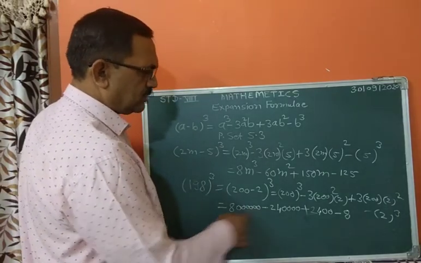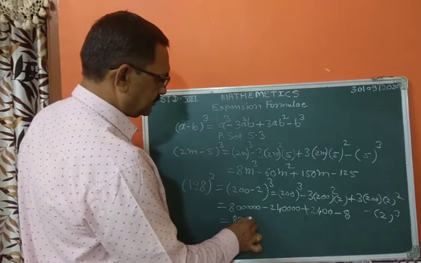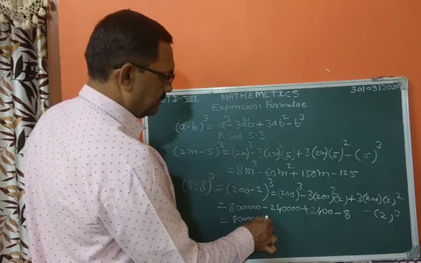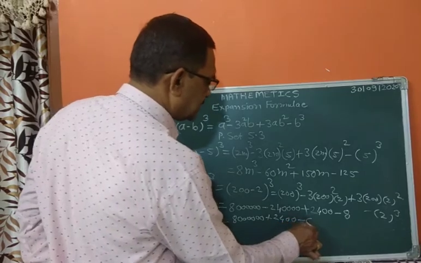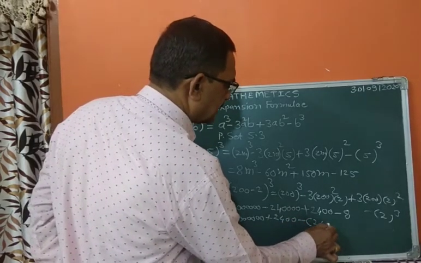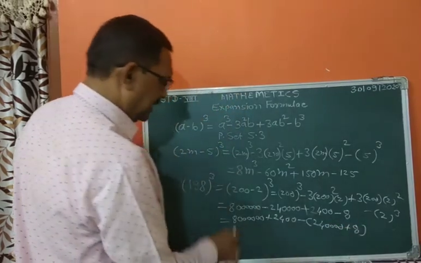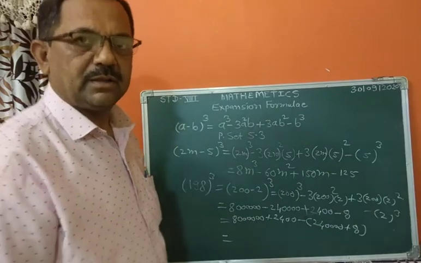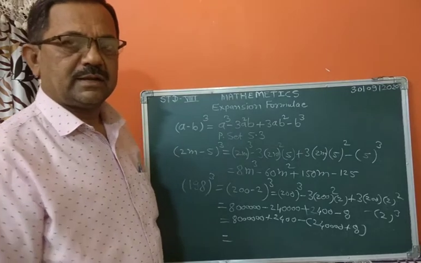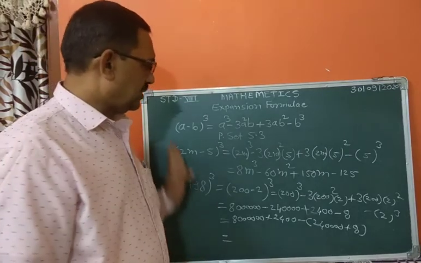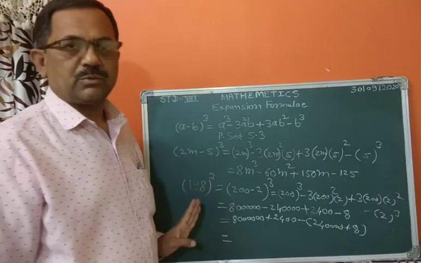Then collect the positive terms and negative terms. The positive terms are 8 plus 240, minus 24, plus 8, and find the answer of this example. Each student, find the answer of this and write the answer here. In this way, we have to solve the examples on the (a minus b)³ formula.